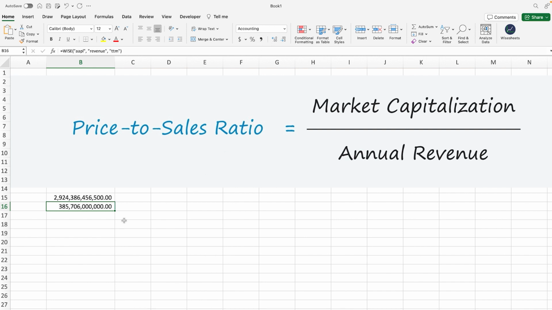So if we wanted to calculate the price to sales ratio on more of a real-time basis, this would be the formula. So we're going to do it right here, and we're going to take the market capitalization, we're going to divide it by the TTM revenue, and this is going to give us the current price to sales ratio of Apple at this particular moment in time.